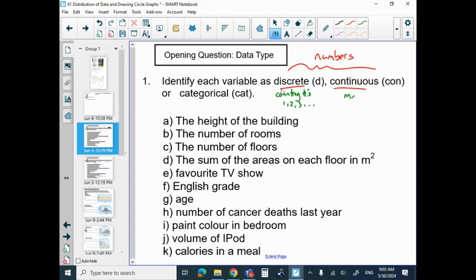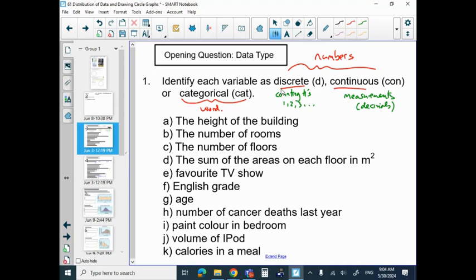Continuous comes from measurements. So you're going to have decimals. You're going to have an estimated number, really, in any measurement. And then categorical, it's kind of weird how you describe it, but basically it's just a word. It's an answer to a question. So when we're looking at these things, we're going to label everything as either discrete, continuous CON, or categorical CAT.